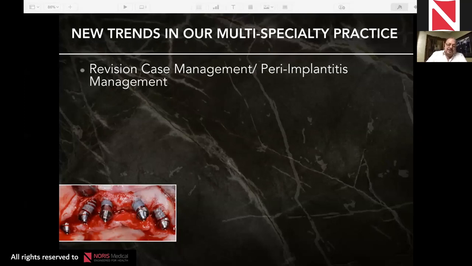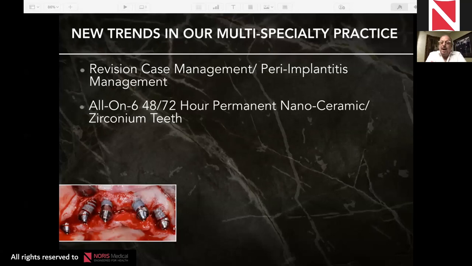The next trend in my clinical practice is that we don't do ALL-ON-4s anymore, okay? In my opinion, I think it's an outdated procedure. I think that there are many options that are superior to it and options that are much more conservative and that can be done very quickly. So in our practice, I'm doing ALL-ON-6 procedures, giving people their final nanoceramic or zirconia dentition in as little as 48 to 72 hours.